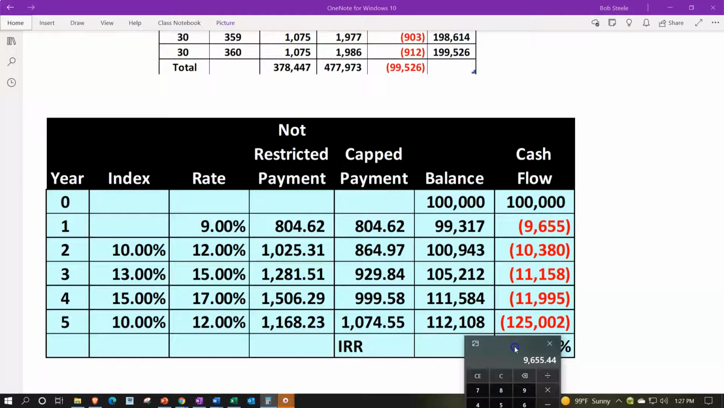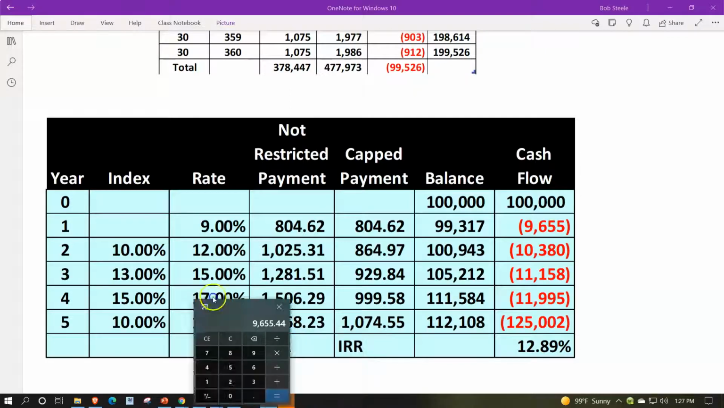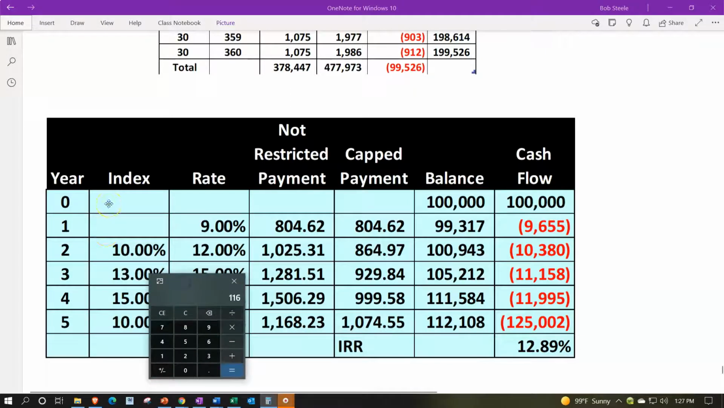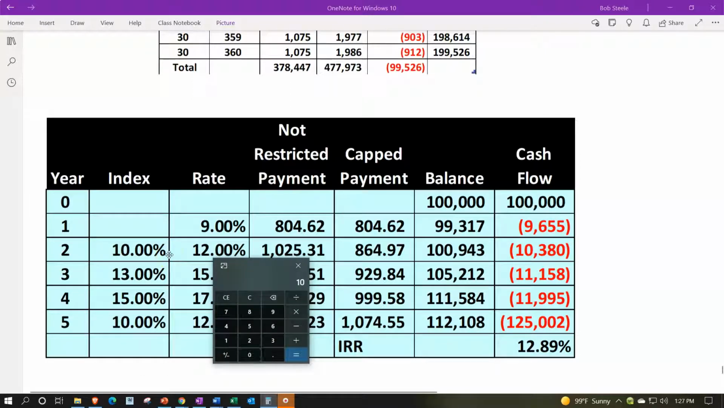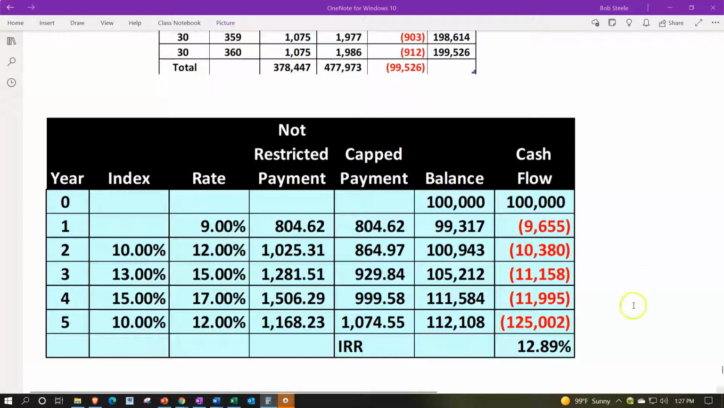And then this last one, we would take that last payment times 12 plus the ending balance, which would be the 1168.23 times 12 plus the ending balance of the 112,108 if we were to pay this thing off at the end of the time frame. I think I picked up the wrong number. Let's try 1074.55, the capped amount, times 12 plus the 112,108, which would give us the 125,002. And then if we took the IRR, the rate at which that series of payments would be zero, we get the 12.89.